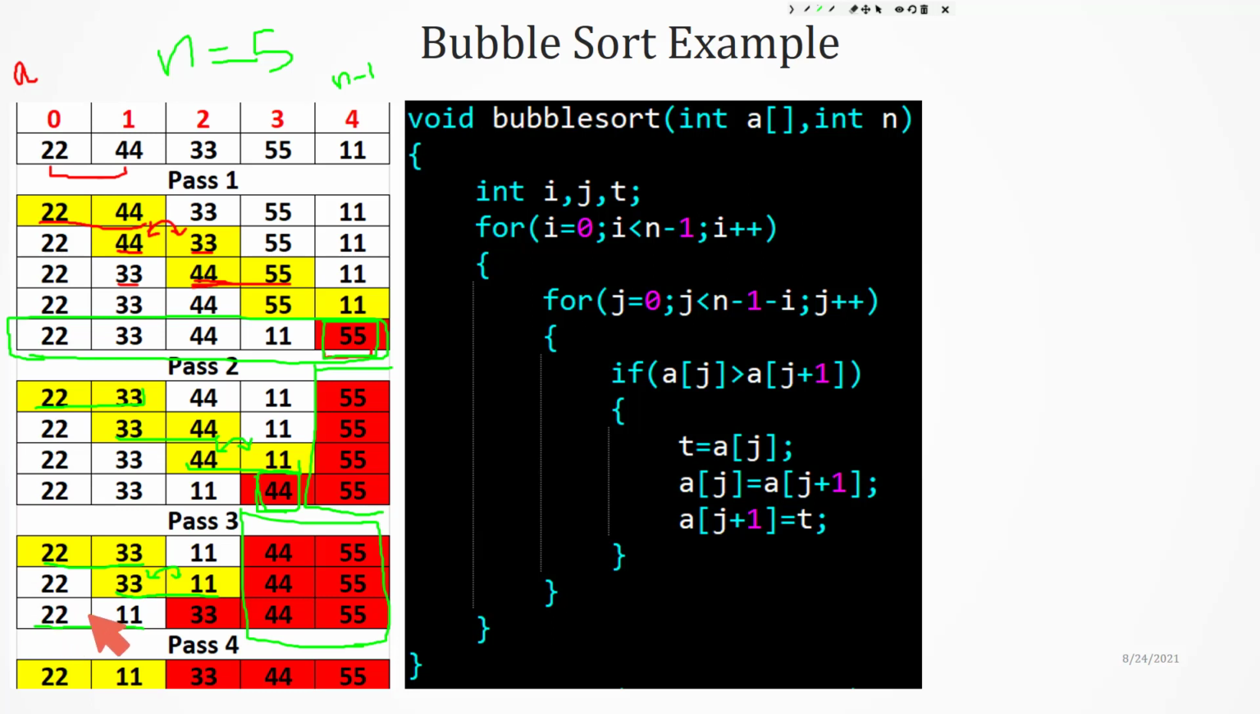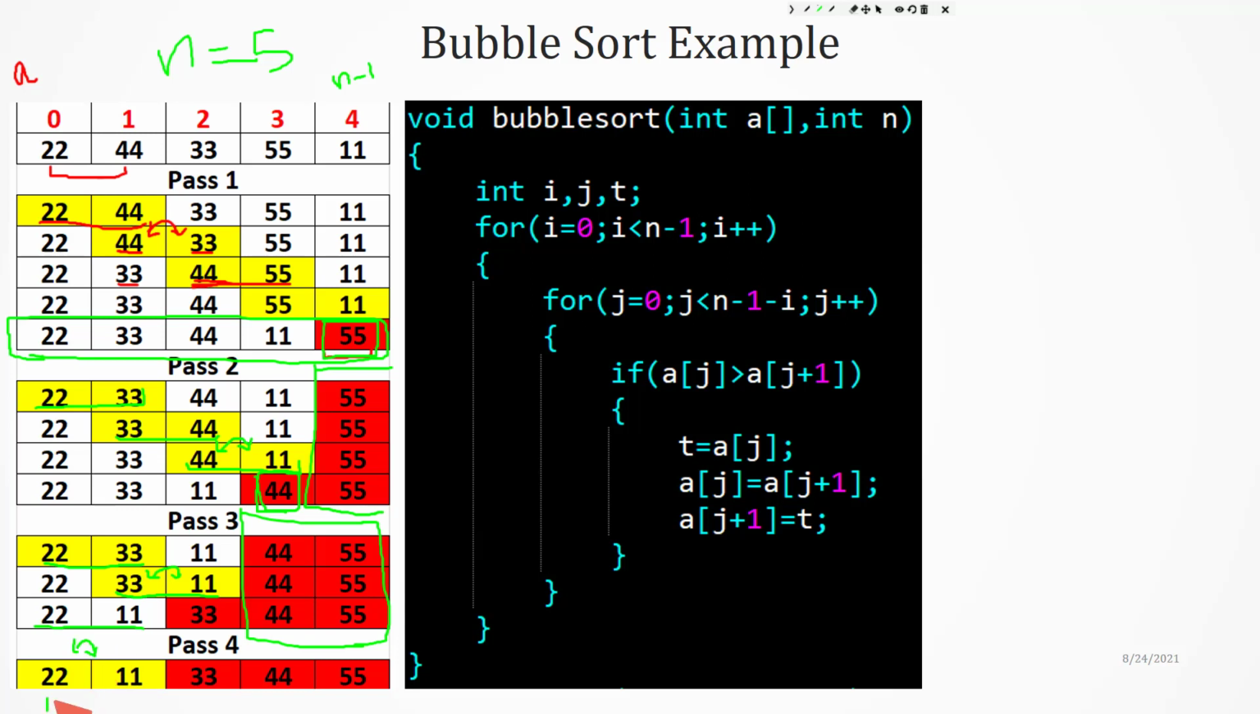So here 22 and 11 will be compared. This is the last pass and it is out of order. 22 and 11 are out of order. I forgot to include the last line, so anyway, I will write it. 22 and 11 are out of order, it is not in ascending order, so we will swap it or exchange it.